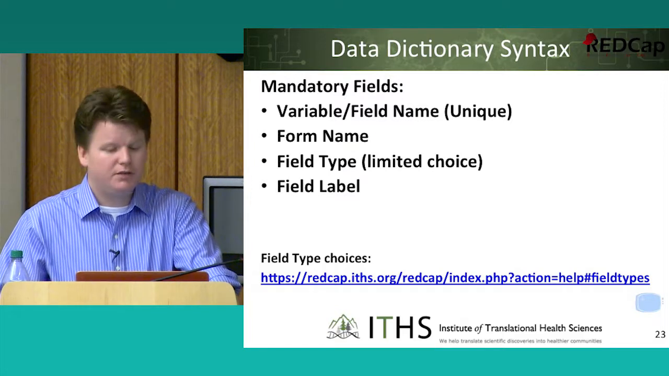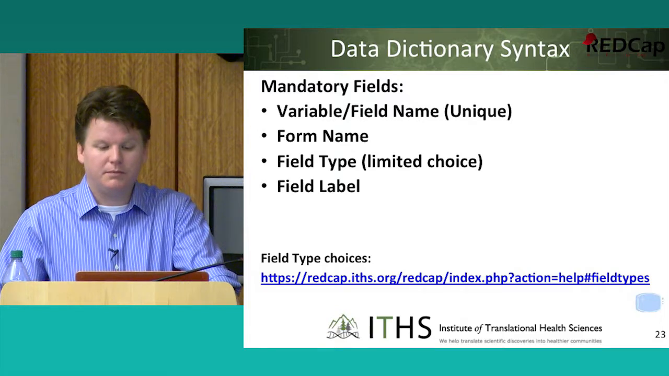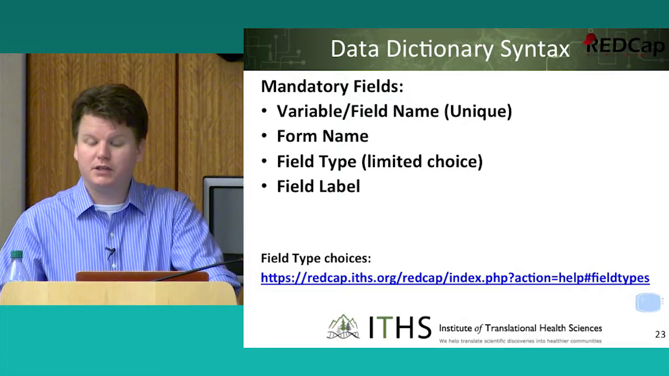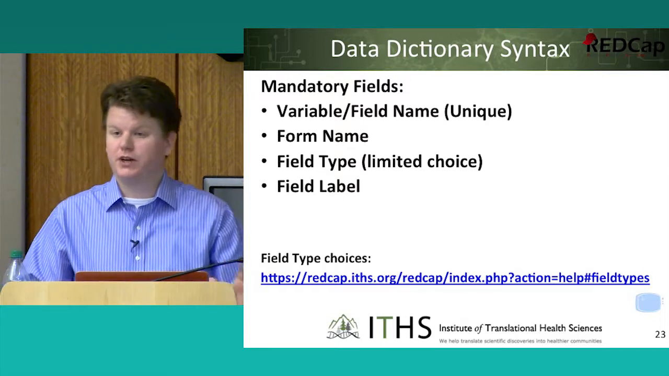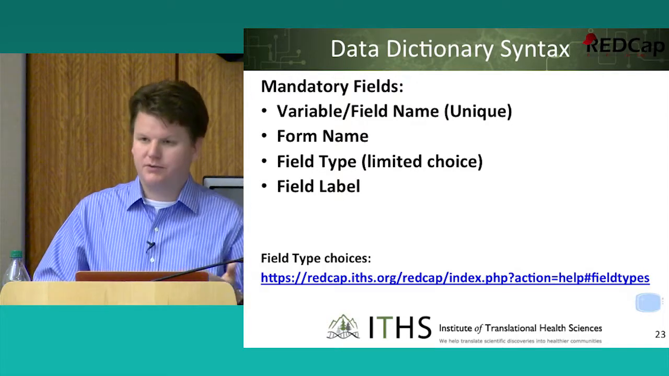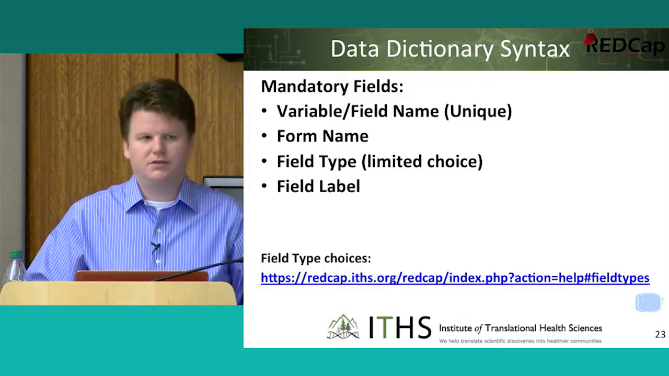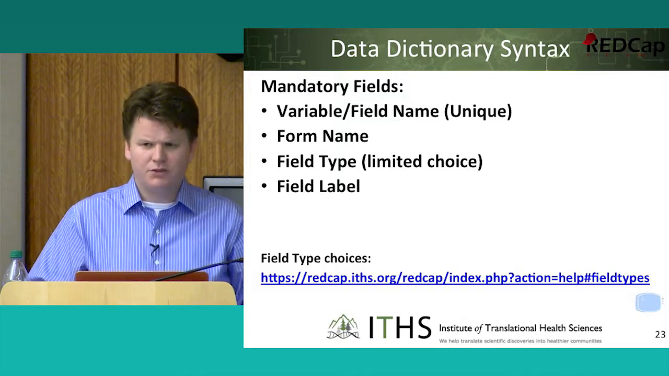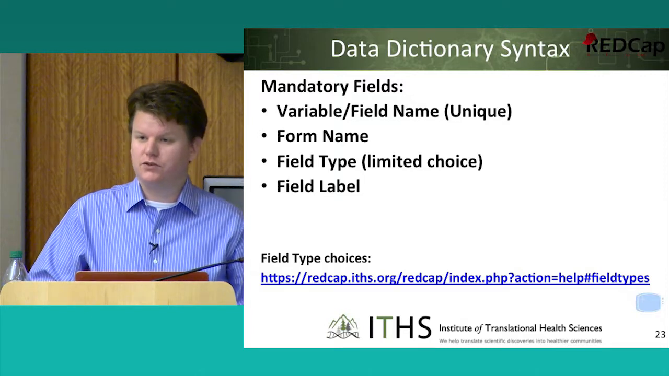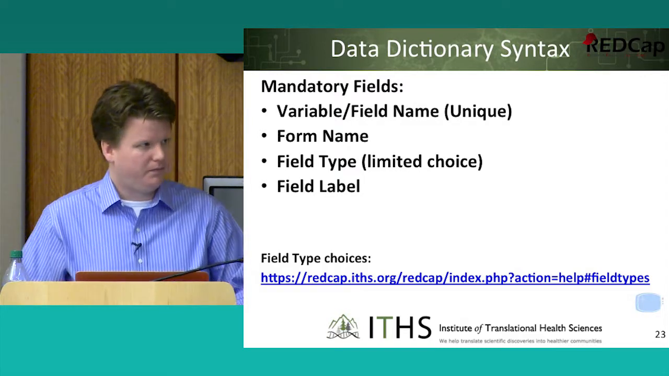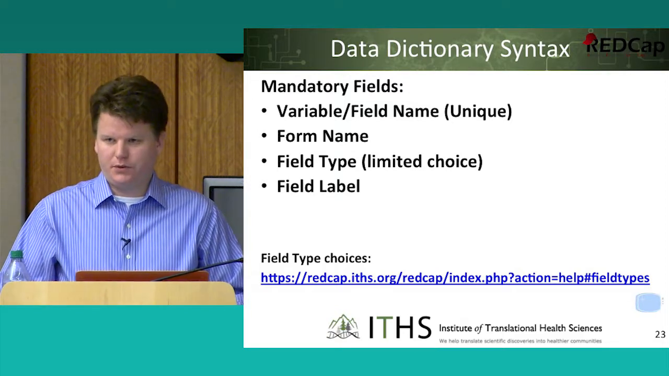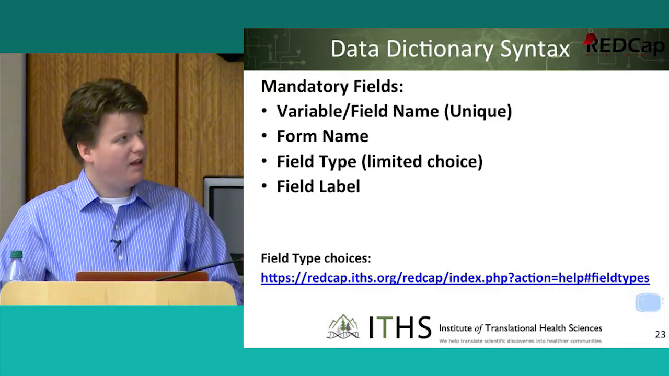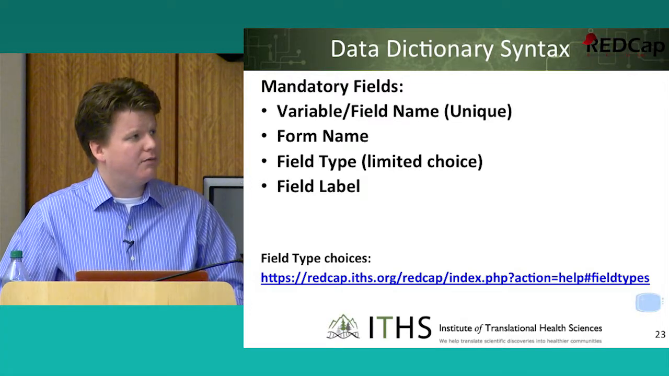Then the field type. Field types are limited by choice, because we only have so many field types. The FAQ page has a pretty good table about what the different field types are and what the shorthand code is for each one of them. A text field is very simple, it's text, similar with a note field, notes. Descriptive field is descriptive, radio buttons is radio, checkboxes, checkbox. So it kind of makes sense. If you do 50 variables, I guarantee you know the field types by heart.